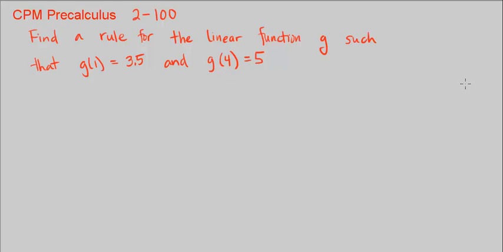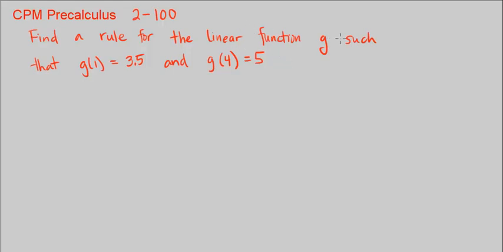This is CPM Precalculus, Chapter 2, number 100. Find a rule for the linear function g such that g of 1 is equal to 3.5 and g of 4 is equal to 5. Okay, so let's do this before we go ahead and do parts A and B.